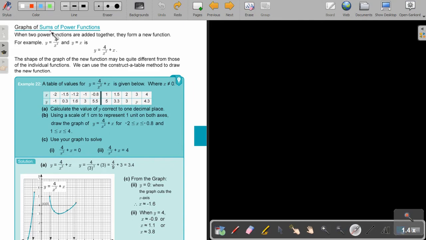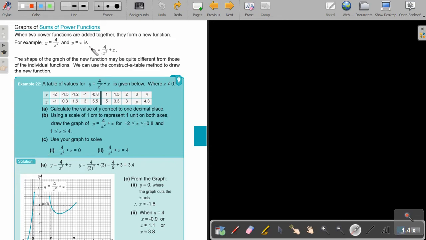So graphs of sums of power functions, combinations. When two power functions are added together, they form a new function. For example, say this, and y equals x. The shape of the graph of the new function may be quite different from those of the individual functions. We can use the construct a table method to draw the new function. The best is just to make a table, do substitution, complete the table, plot the points, and you will see how the graph looks.